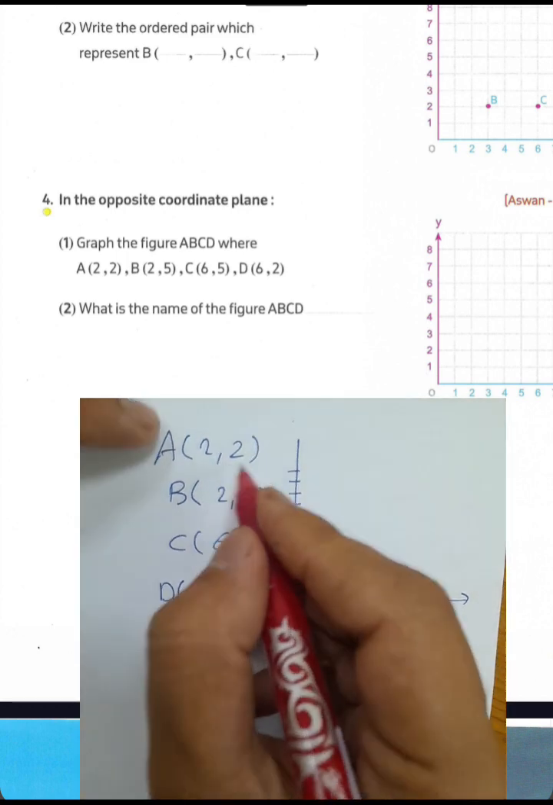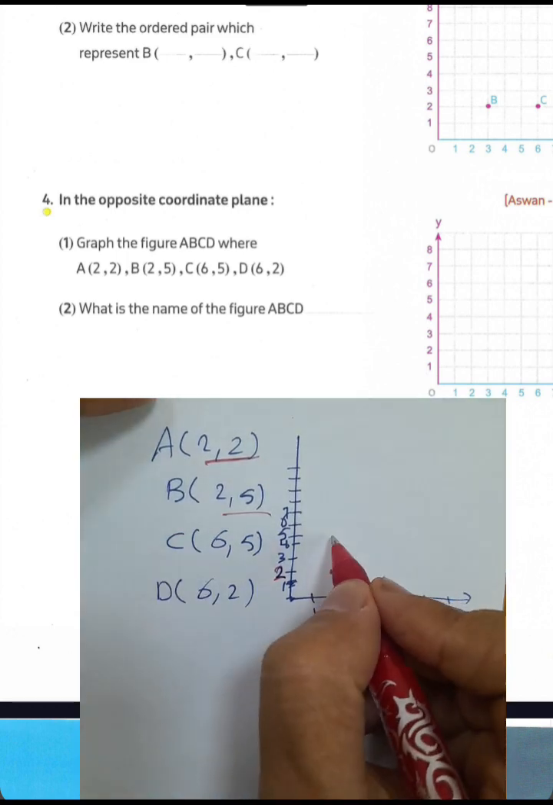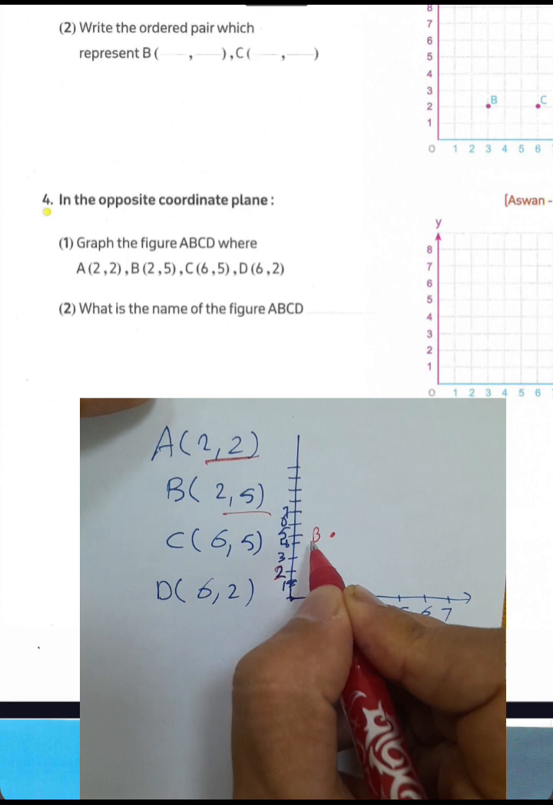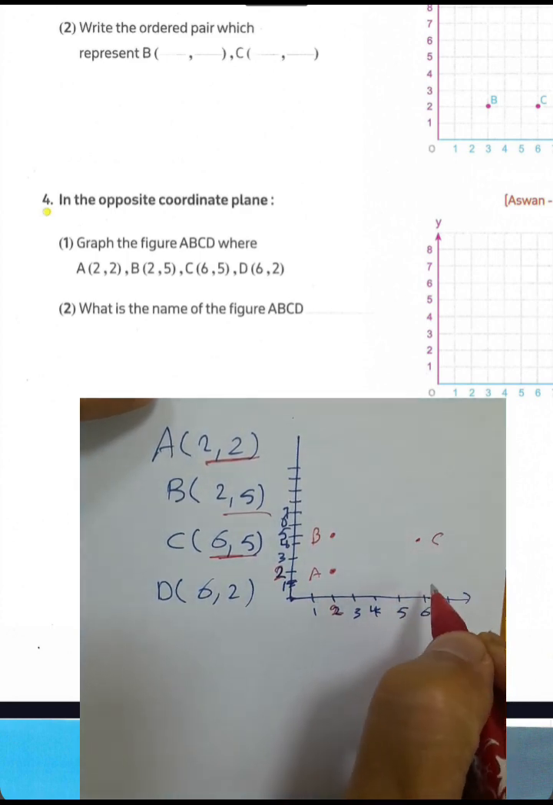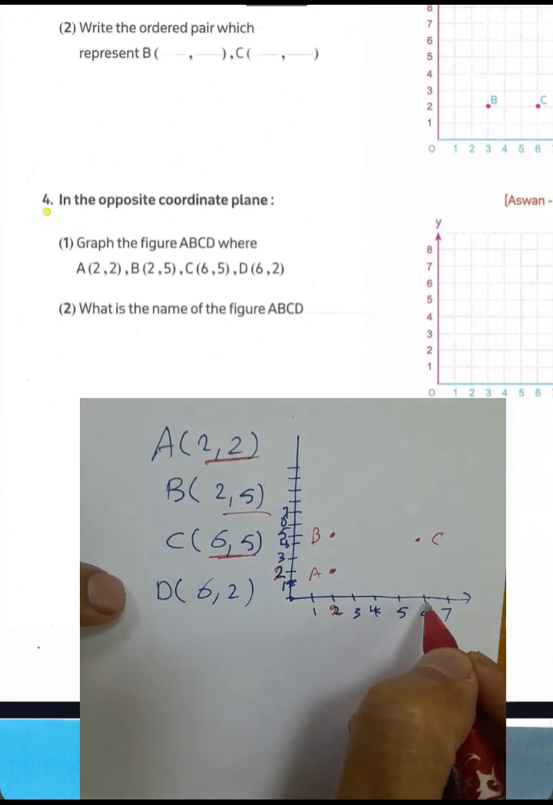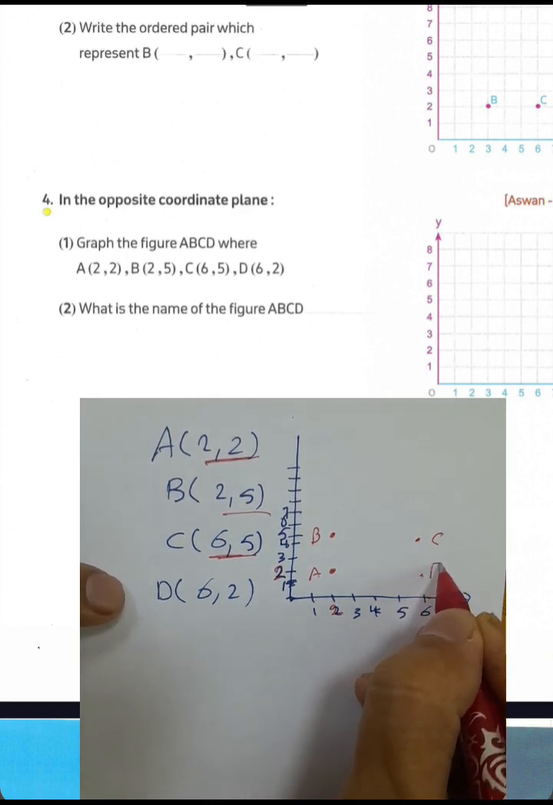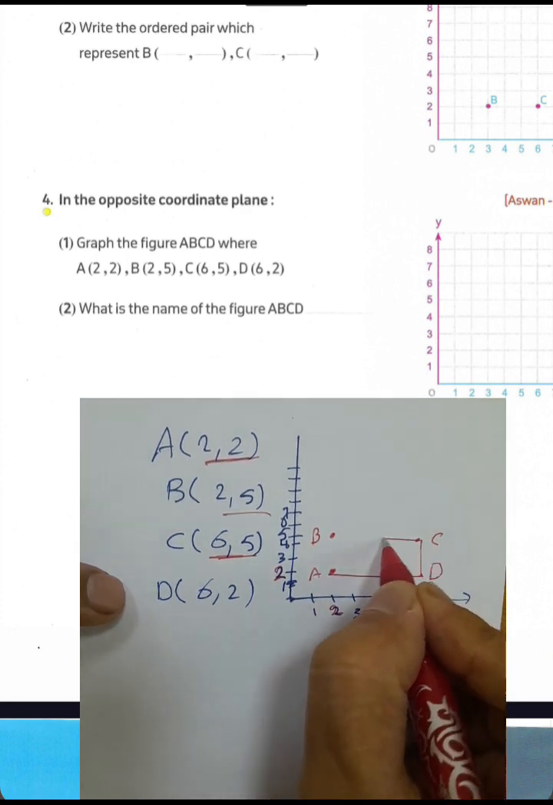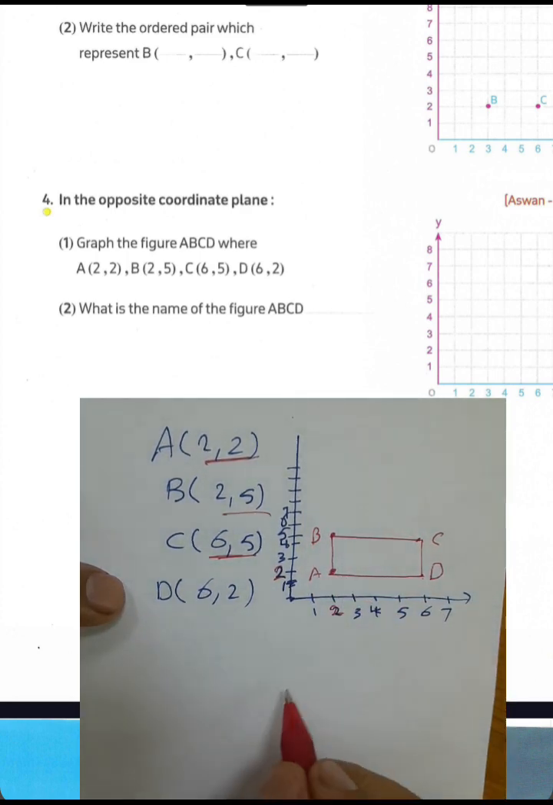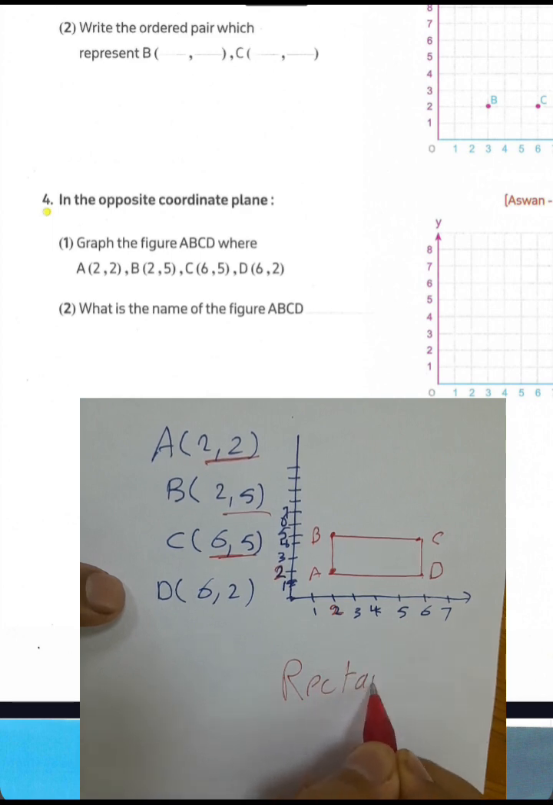The first point A is 2 and 2, coming from 2, 2. B is 2 and 5, C is 6 and 5, and D is 6 and 2. We have here a rectangle. This figure we call a rectangle.